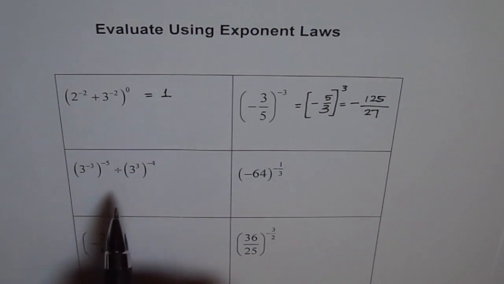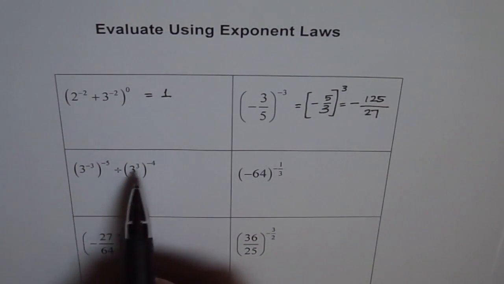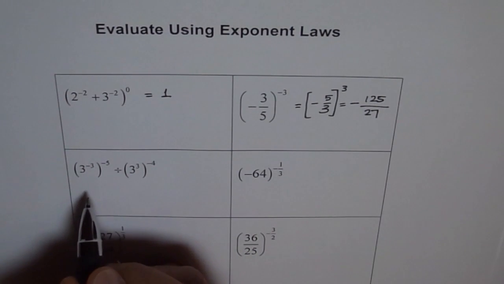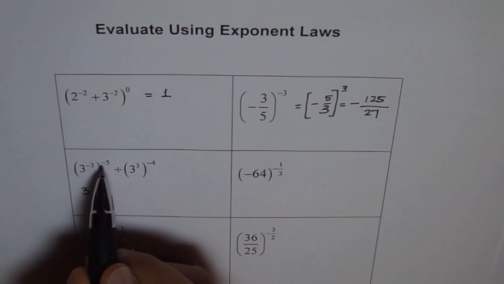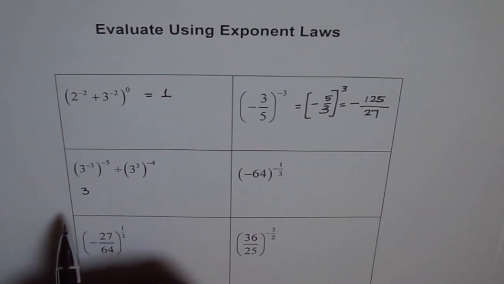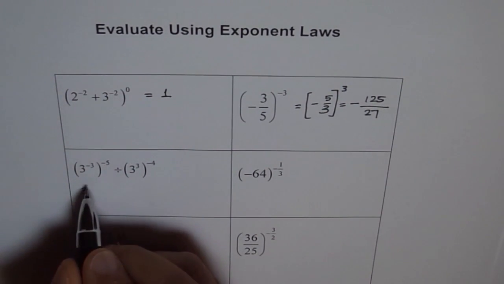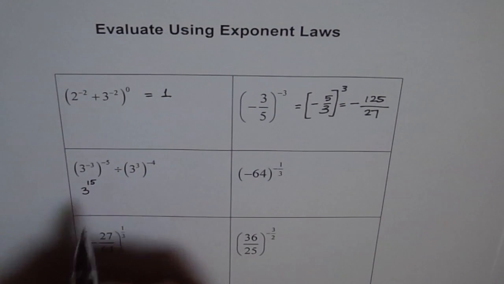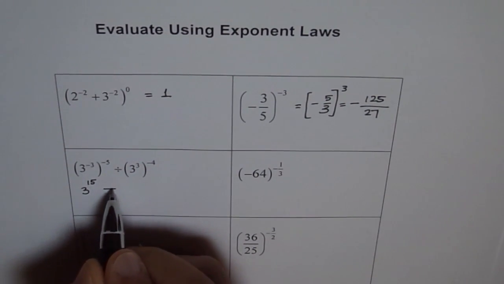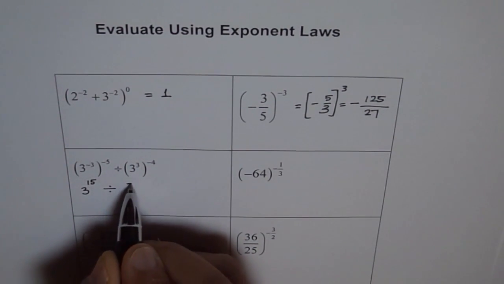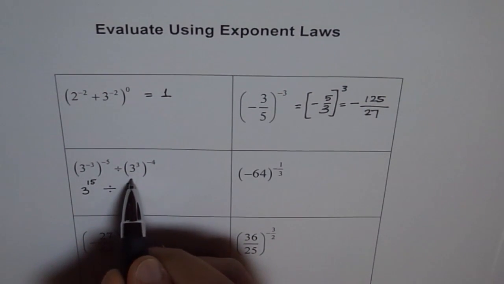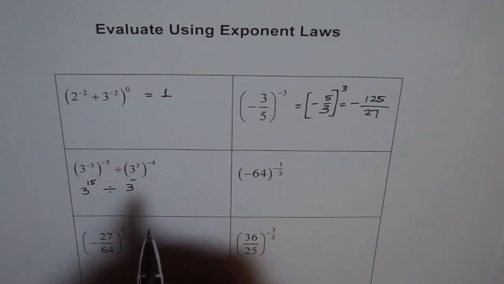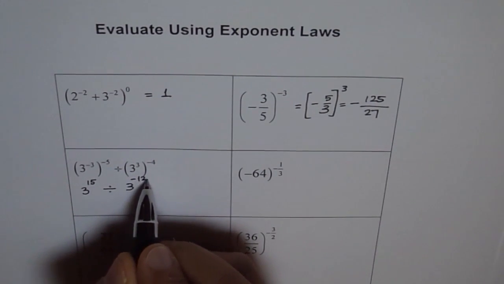Next one. Here it is better to simplify each. So here we get 3 to the power of minus 3 times minus 5. Minus minus becomes plus, and 5 times 3 is 15. So we got 3 to the power of 15 divided by 3 to the power of, this is minus, so we get minus here, and 3 times 4 is 12.